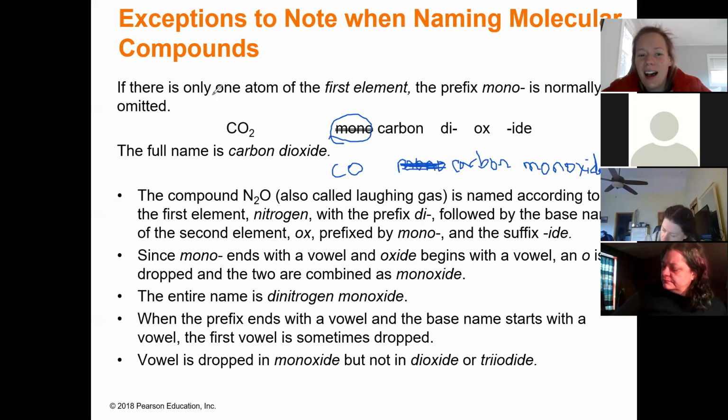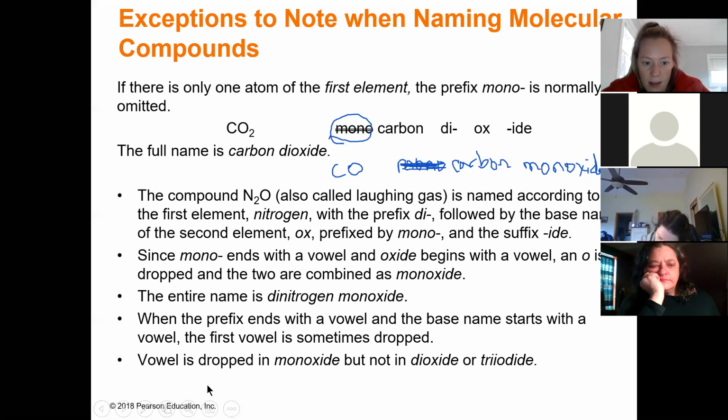If you have double vowels, like mono ends with a vowel and oxide begins with a vowel, you can drop the O to combine it to make it monoxide as opposed to monooxide. Are there exceptions to that? Always. One thing you don't want to drop is like dioxide. When you have 2 oxygens, you wouldn't call it doxide. And triiodide is actually 2 I's next to each other. I'm not super anal about those, but the Mastering Chemistry can be kind of persnickety. So just make sure you're using the correct ones.